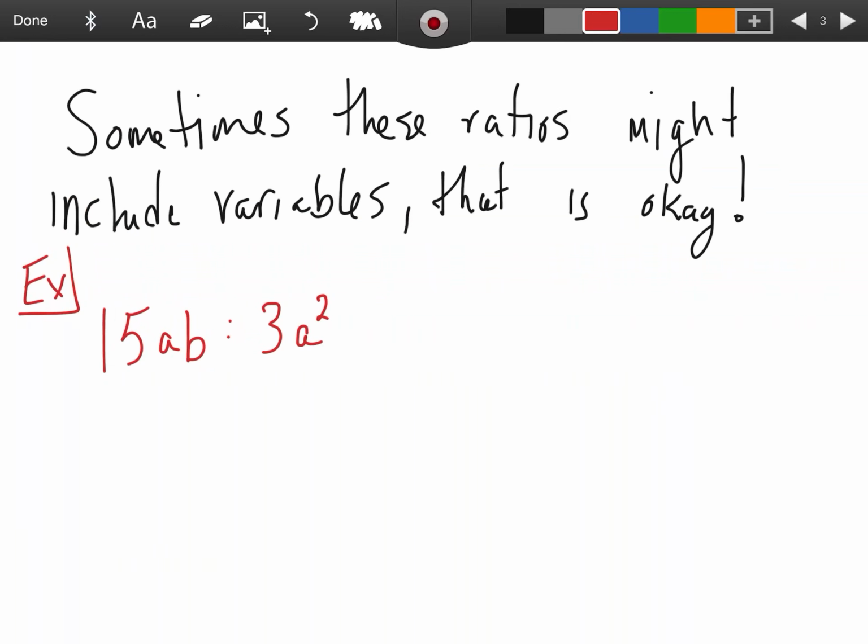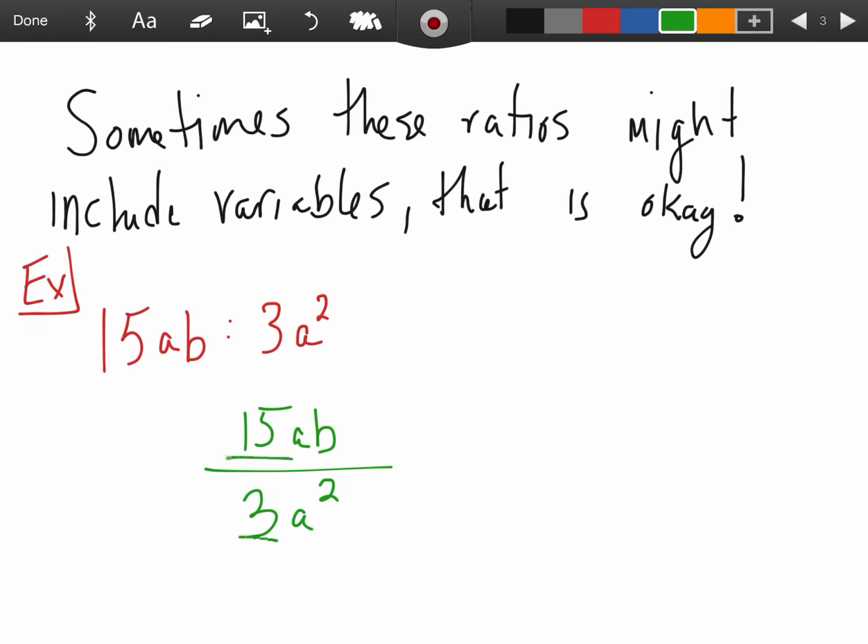Sometimes these ratios might include variables, and that's okay. We know how to work with variables and fractions, hopefully. This might be a little bit of a reminder of Algebra 1. So in this ratio, we have 15ab to 3a squared. Let's start by writing this as a fraction: 15ab over 3a squared. Whenever you have variables, we start off by treating them like we would a regular number. We look at the constant values, the 15 and the 3, the coefficients of the variables, the big number attached to the variables, and see if we can simplify those first.